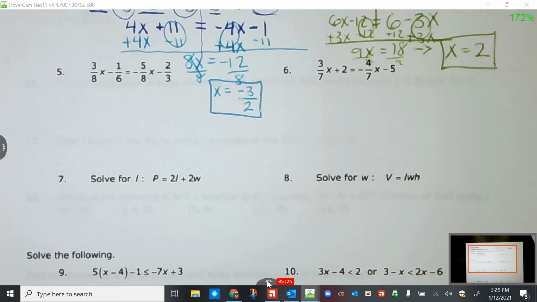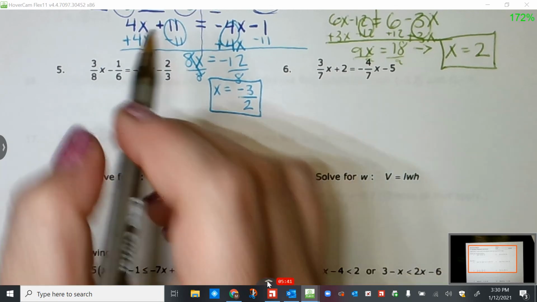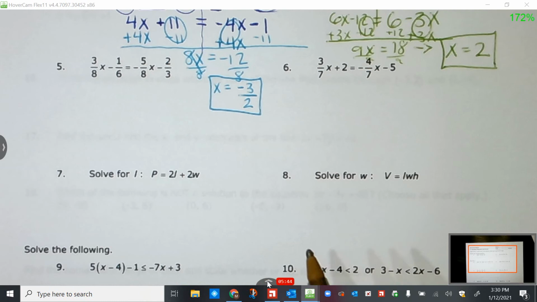Okay, on number 5, we have some ugly fractions. So we need to find our common denominator, our least common denominator, to be able to cancel all of the fractions. So I want you to realize that we have 8, 6, and 3. Well, 3 can turn into 6, but 6 can't turn into 8. So really, 8 can turn into 16. 8 can also turn into 24. I'll look at my calculator, which works for all of them.